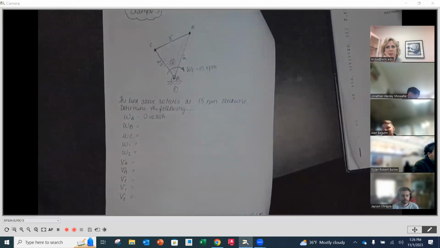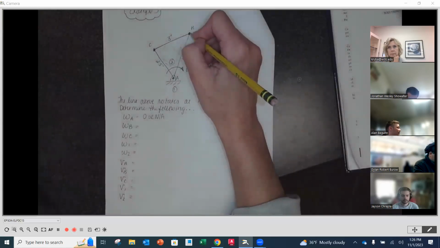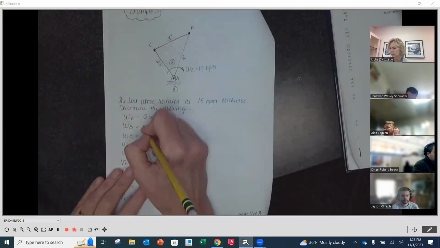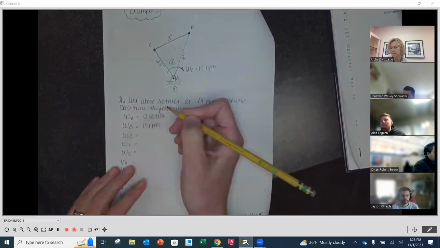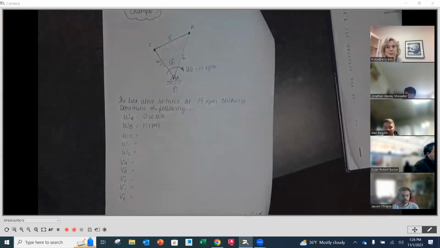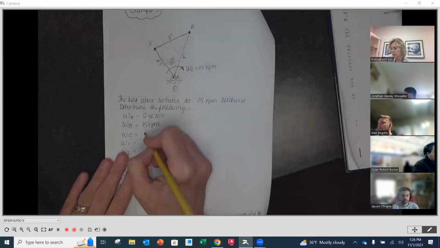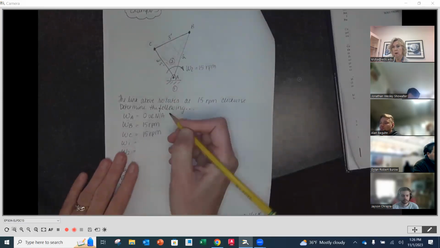Now, when we look at the rotational speed of B, out here, what's its rotational speed? It is the 15 RPM. It absolutely is, because all of the points on that link, as we said earlier, they all have the same rotational speed except the center of rotation. So this is going to be our 15 RPM. That means the W of C is also 15 RPM, right?